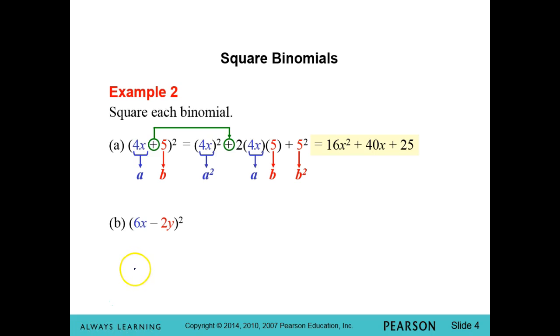Let's skip down here. What would you do first? 36x squared, very good. Minus, excellent. 24. Double the 6 times 2 is 12. Double that, 24. And then you said what? XY, excellent. Okay, and then?